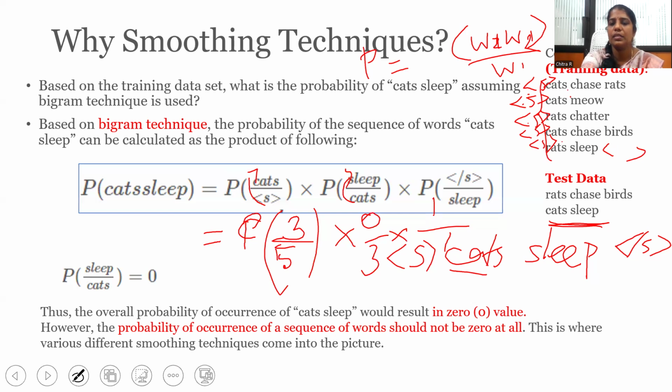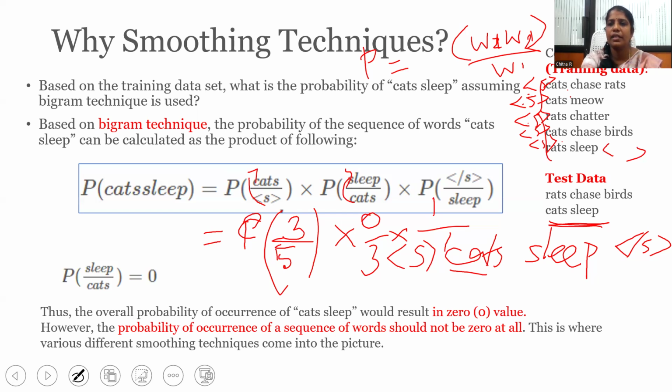Because 0 by 3 is 0. It means there is no symbol called cat sleeps in the training set, so we can't find the next one. Cat sleeps on bed, cat sleeps on floor, we can't find that one. Here the probability is 0. But it is not possible. When you see this, at least in one sentence, it should be specified in the entire corpus.